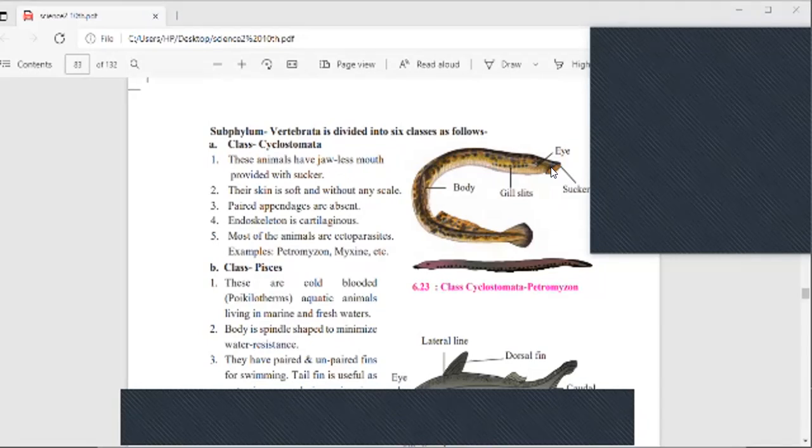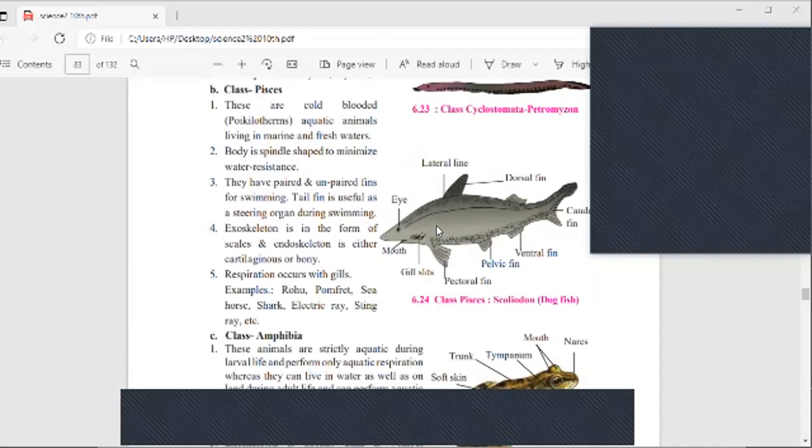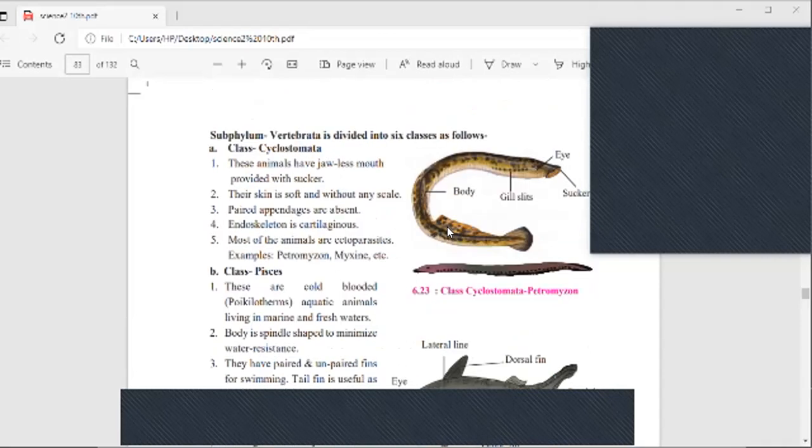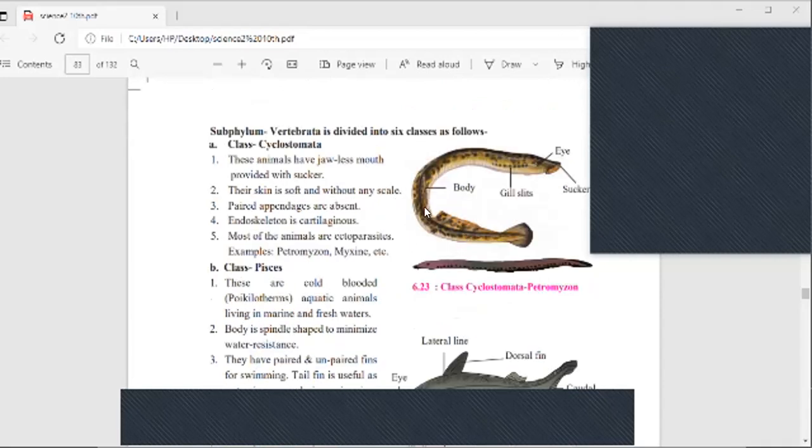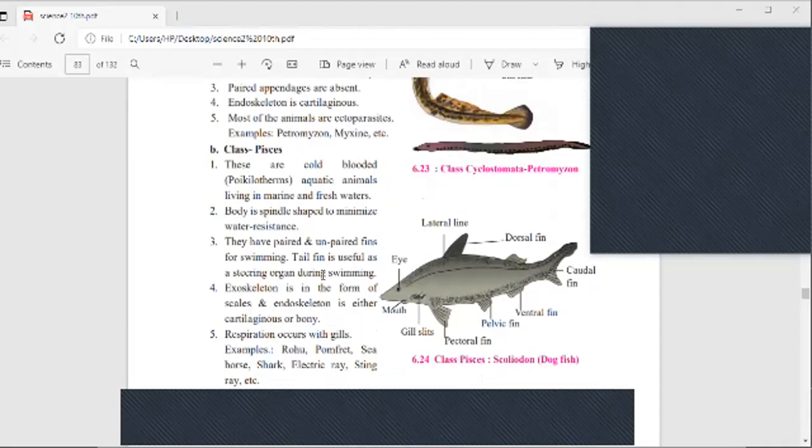Teeth are absent. Their skin is very soft and slimy and without any scales. In the case of Pisces, we can see fishes have scales on their body, but here scales are absent. The body is very slimy because of the mucilage sheath. Paired appendages absent. Endoskeleton is cartilaginous, that is made from calcium carbonate. Then the second class is called Pisces.